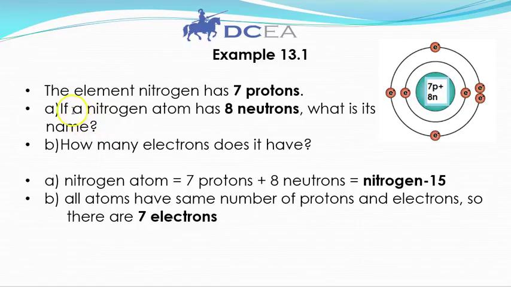So the answer to A, if it has 8 neutrons, what's its name? Well, a nitrogen atom that has 7 protons and 8 neutrons will be nitrogen-15. Remember, we add the protons and neutrons together. And B, how many electrons does it have? Well, this atom needs to balance out. So if it has 7 protons, it will also have 7 electrons.